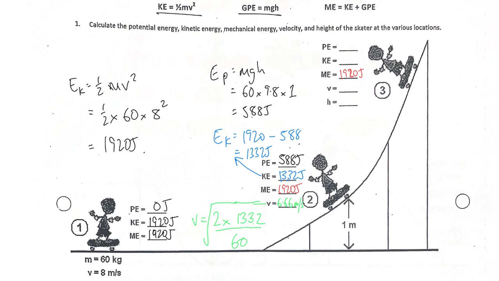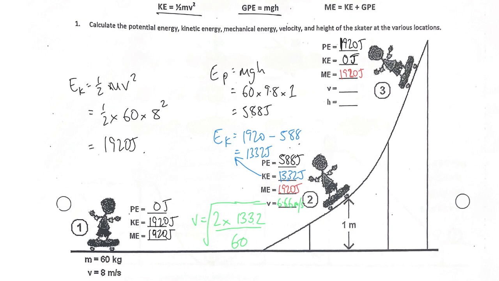Then the last one is implying that the skateboarder has reached the highest point that he's going to get. So if he's reached the highest point, all his energy is going to be potential energy. So how much kinetic energy is he going to have? Zero. That makes sense because at the top of any particular arc, you stop moving. And if you stop moving, all of your energy is potential energy.